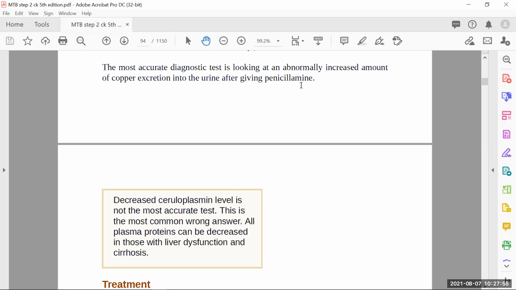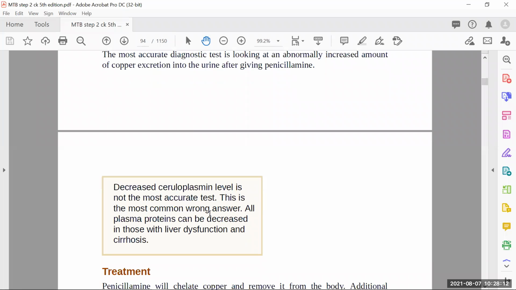So that will also give you a clue, okay, that was copper. So what is penicillamine actually going to do? It's a chelating agent. It's going to bind with the free copper and excrete that copper through urine. So this is also one of the best parts of your treatment.